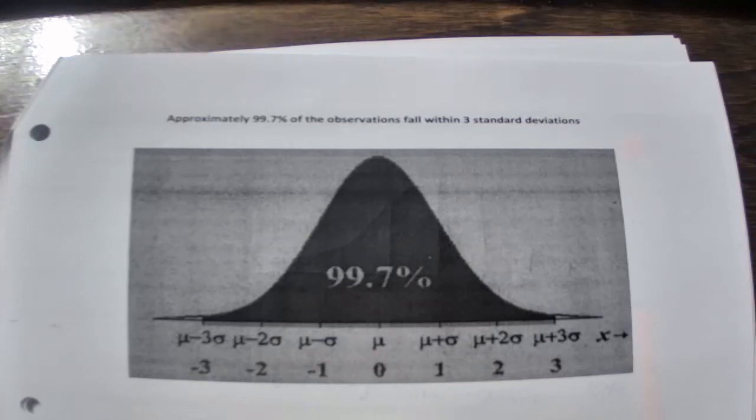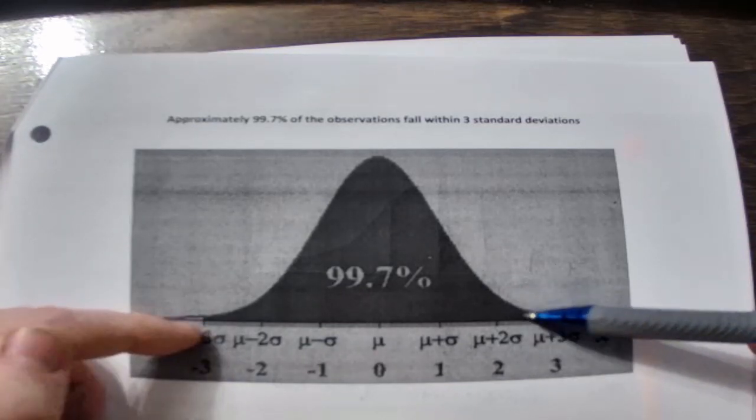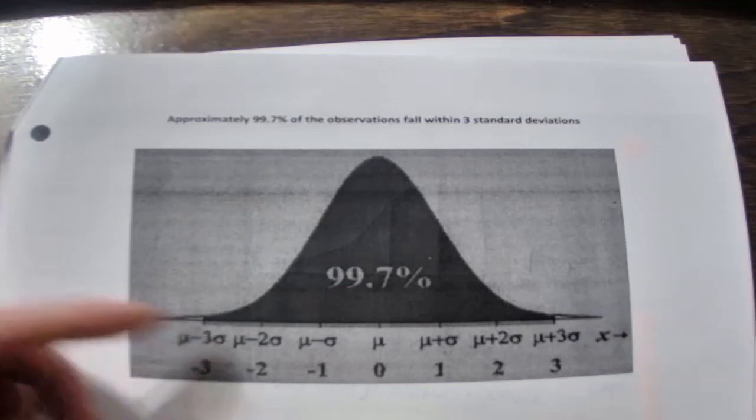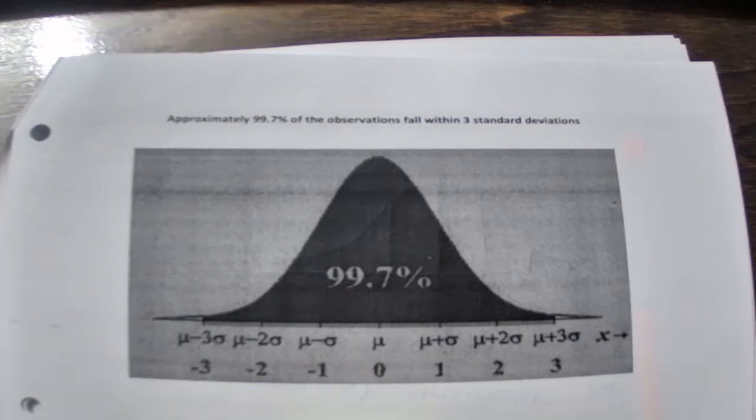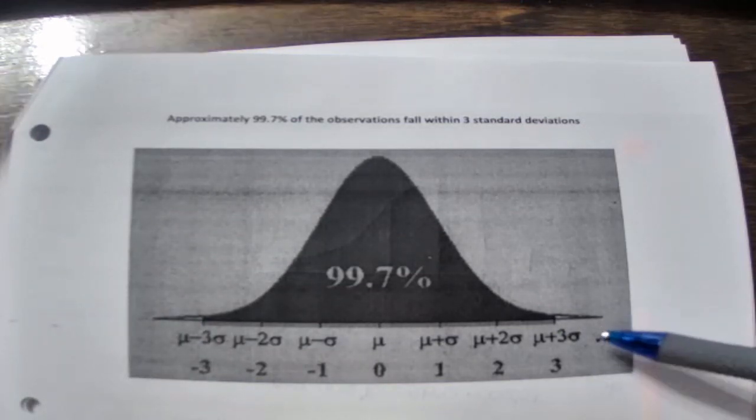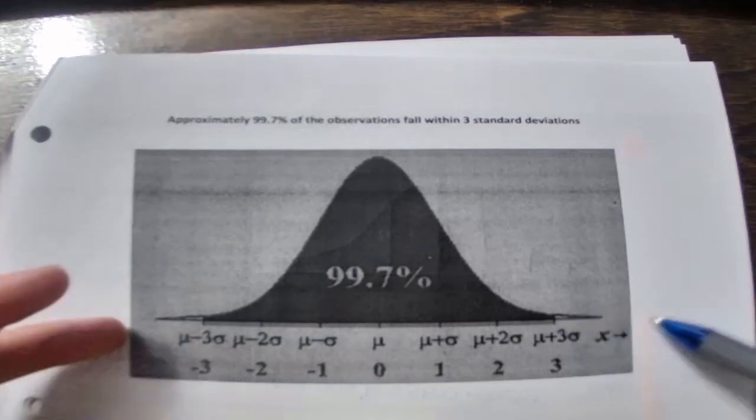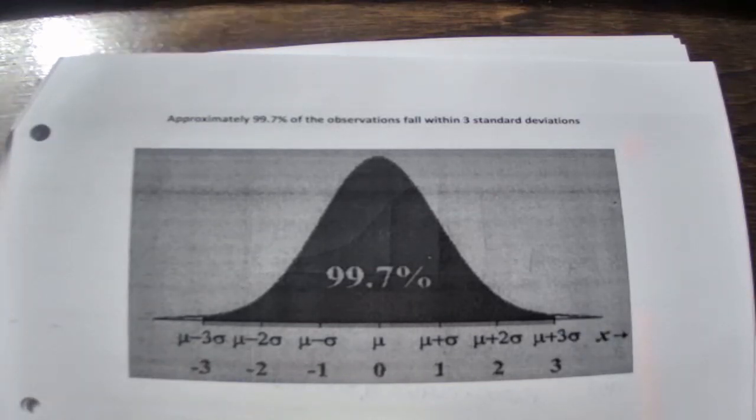So the only time it won't fit within 3 standard deviations is when you have some outliers. The 0.3% is dealing with the outliers that we could potentially have.